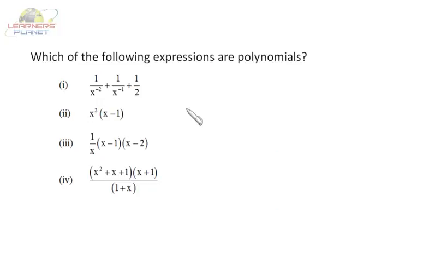Now let's find out which of the following expressions are polynomials. Once again, let's have a quick recap. What is the definition of polynomial? A polynomial is an algebraic expression where the variables have non-negative integral powers. So let's see the first case, it's 1 upon x raised to minus 2. So we can write it as x square. Then it is 1 upon x raised to minus 1. We can write it as x and then plus half. So variables have non-negative integral powers. So it's a polynomial.